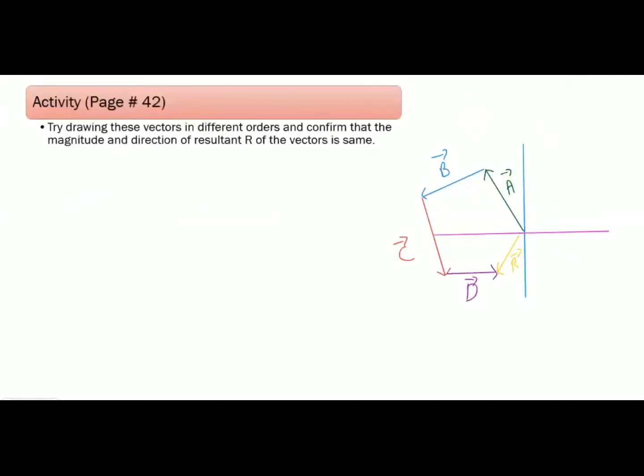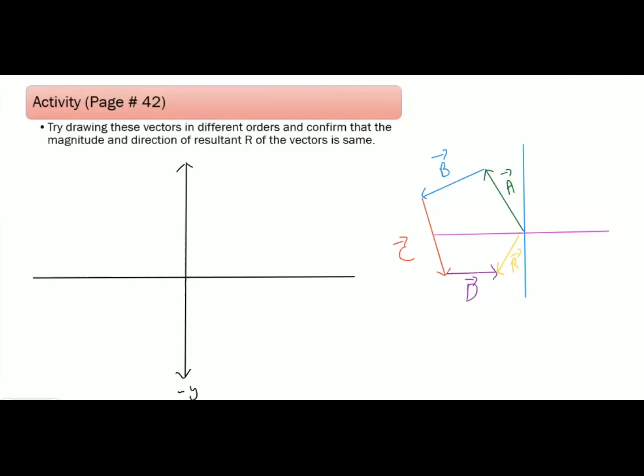Now, dear students, let us solve this activity that is given in your book on page number 42. The activity is: try drawing these vectors in different orders and confirm that the magnitude and the direction of the resultant R of the vectors is the same. Now, dear students, the very first step is to draw the coordinate axes, the vertical and the horizontal axis, so that on these axes we will draw the given vectors.